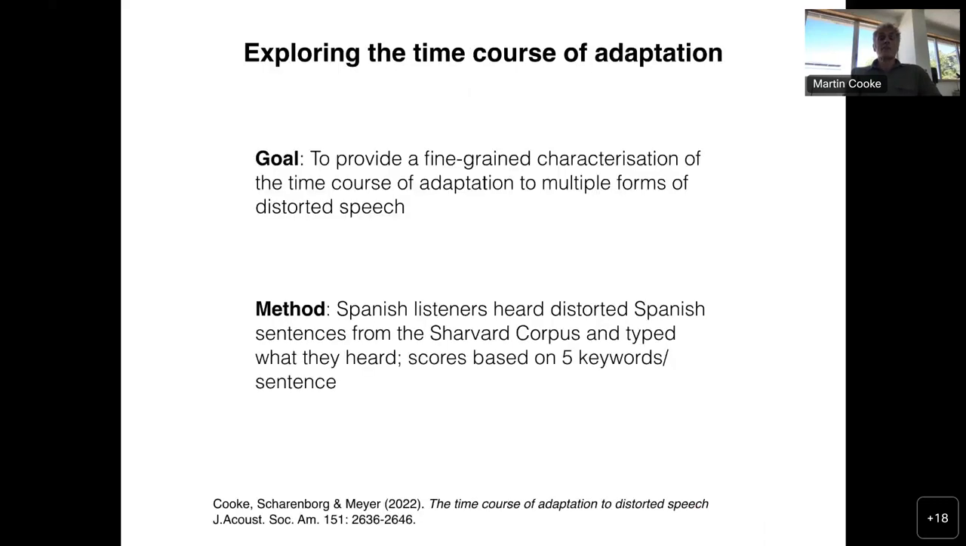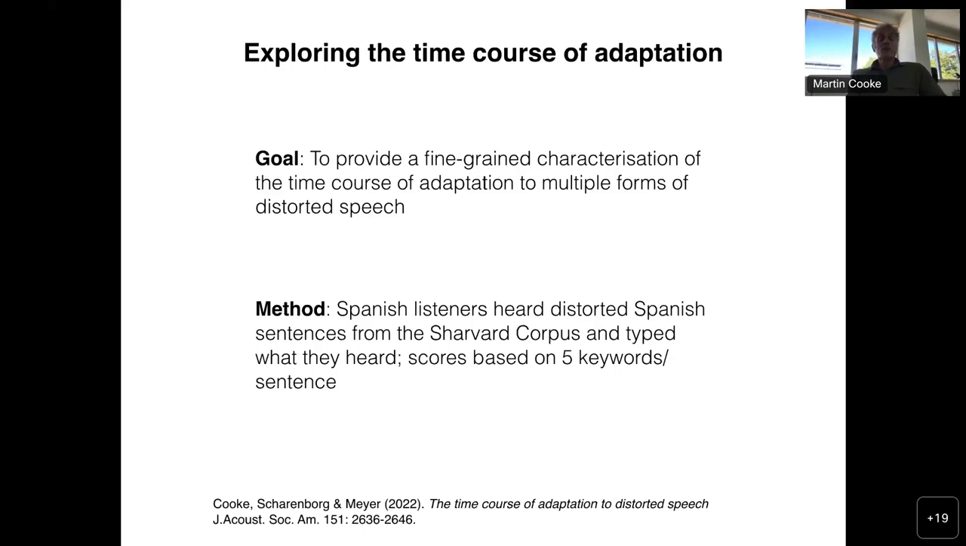So the study I'm going to talk about was published last year, carried out with Odette Scharenborg from Delft University and Bernd Meyer from Oldenburg University. Our goal was to use sufficiently powerful experiments, with a large number of listeners, to be able to see what was really going on at the sentence level for different forms of distorted speech, and also to see whether adaptation to one form of speech helped in the adaptation to other forms of speech.